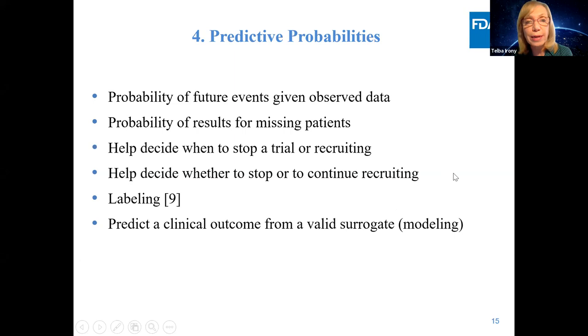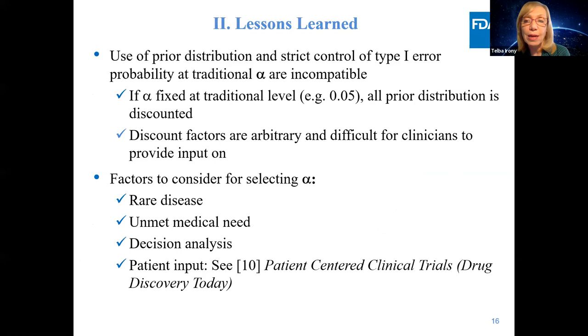So what are the lessons learned from the regulatory sector? The use of prior distribution and strict control of type 1 error are not compatible. If you fix the significance level at a traditional level, all prior distribution is discounted. And one thing to know is that discount factors are arbitrary and difficult for clinicians to provide input on. So, as Frank mentioned, you have to pay something for using Bayesian. So you have to include the level of subjectivity, and the level of subjectivity is explicit here through the prior and through the discount factors.